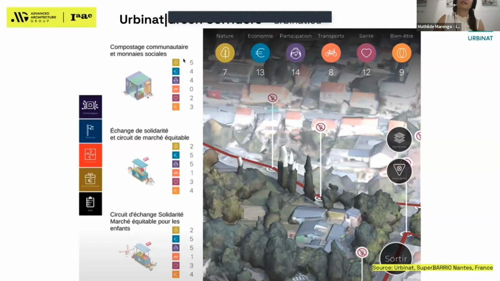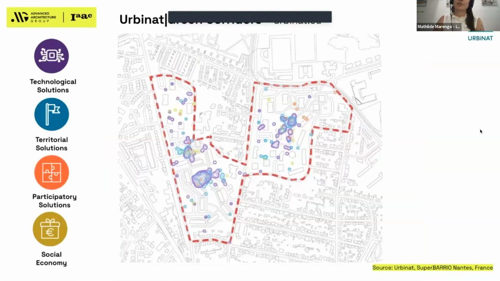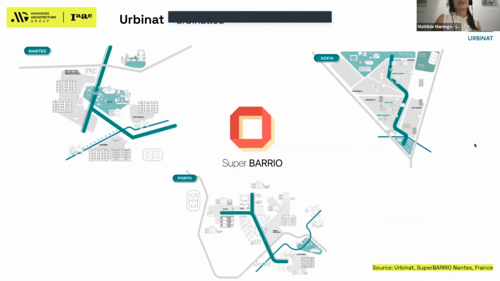So here, once again, we see that each of the elements has been scored, and you can see the overall score of the different designs that were collected. Again, we have a geolocated map, a heat map, that allows us to understand where certain elements are desired in the space according to the citizens. And here we have the possibility to come together and design these 3 green corridors, which are currently being implemented within the cities of, as I was saying, Nantes, Sofia, and Porto.